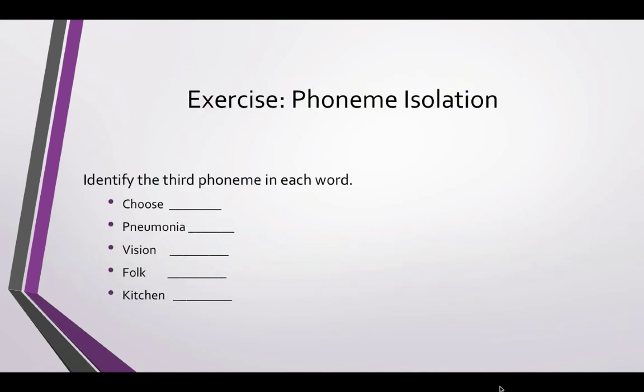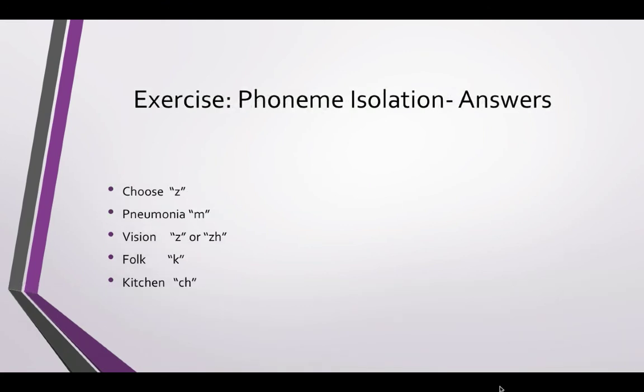So another way to identify and isolate phonemes would be to specifically identify a phoneme in a word. Now for the previous exercise and this one, I wouldn't be using these with young children, but for adults, this is appropriate. So identify the 3rd phoneme in each word. Again, this would be a good time to pause it. And then here are the answers. So if we're thinking about choose, we got ch, u, z is our 3rd phoneme in that word.